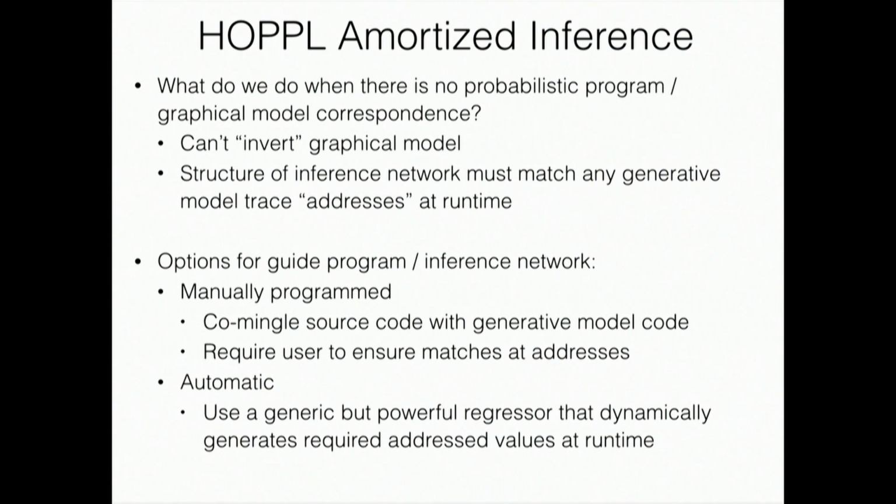One is, this is another axis of variation, one is that you can manually program the guide program in some kind of a way, custom bespoke or something like that, or you can, for instance, commingle source code with the generative model source code so that you get alignment at addresses. Or you can sort of have two separate code bases where you have to match the addresses somehow magically or require the user to do that. Or you can be super automatic and use a very, very generic but powerful regressor that dynamically generates required addresses at runtime. And given that I only have 5 minutes, it means I'm only going to get through the first third of my talk, which is unfortunate, but at least I can get through this part.